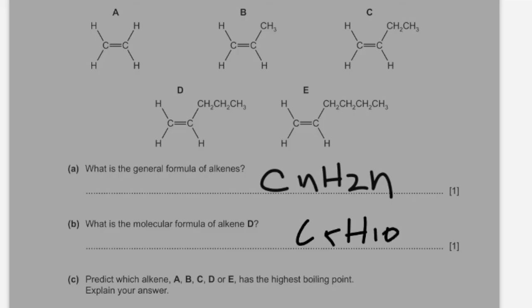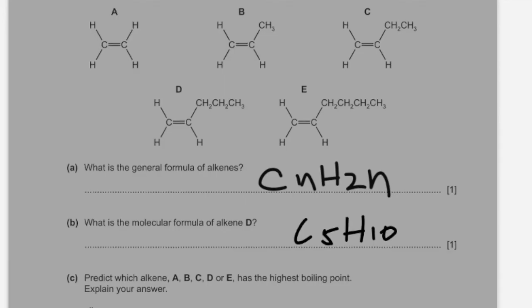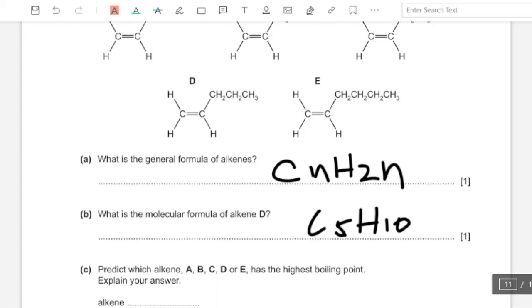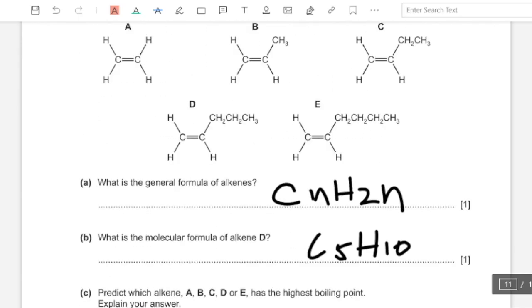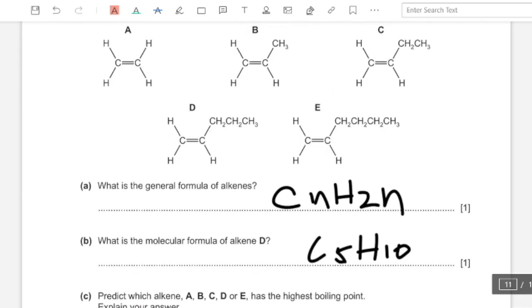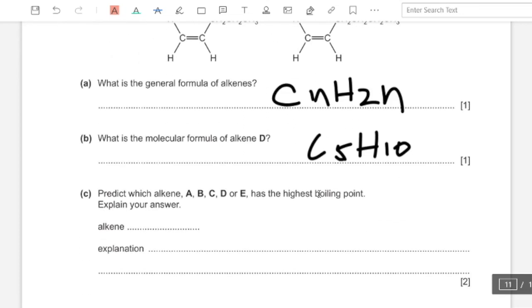I could have counted the number of hydrogen as well, but since we can see that this is an alkene, we can simply apply this formula and figure out the number of hydrogen, which is double the number of carbon in an alkene. C. Predict which alkene A, B, C, D, or E has the highest boiling point. Alright, so highest boiling point means the compound requiring the most energy to break the bonds, and that is going to be E since this has the largest carbon chain. So that is E.